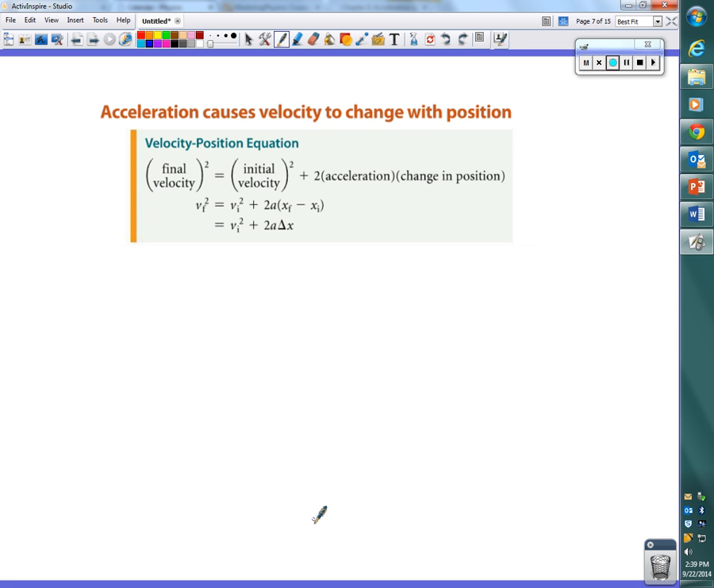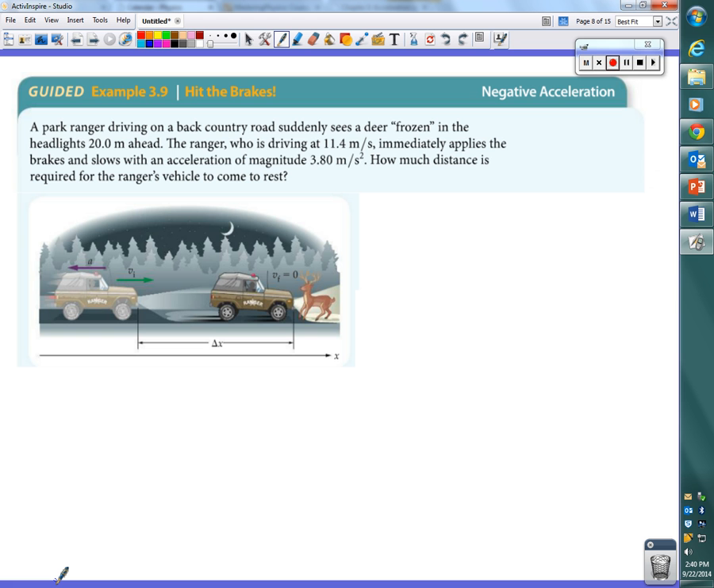Time is missing in this equation, right? Time doesn't show up anywhere. That's okay. Maybe we don't know the time. But if we know some of the other things about that motion, we can still solve for whatever it might be that we need to solve for. Right? So, right underneath that on your packet, you have this problem.